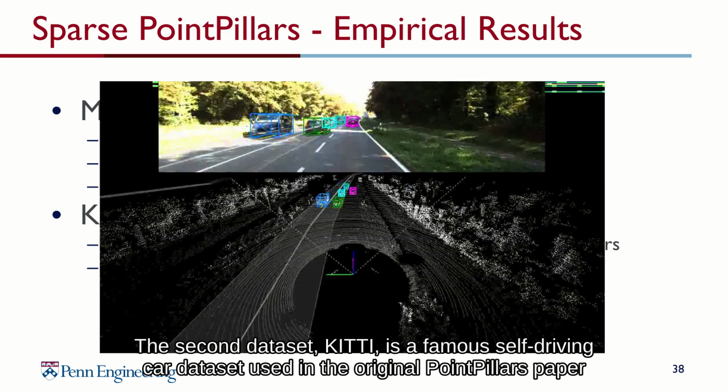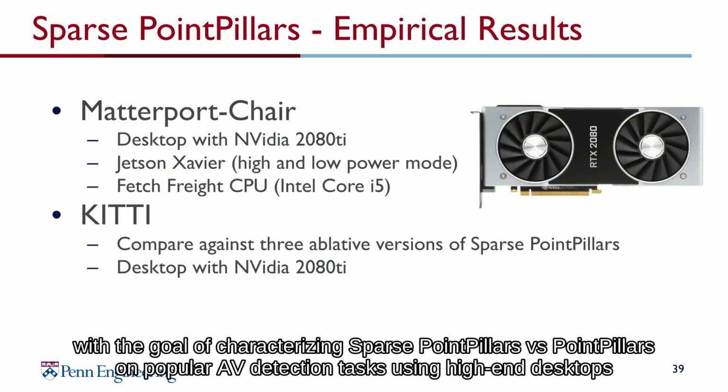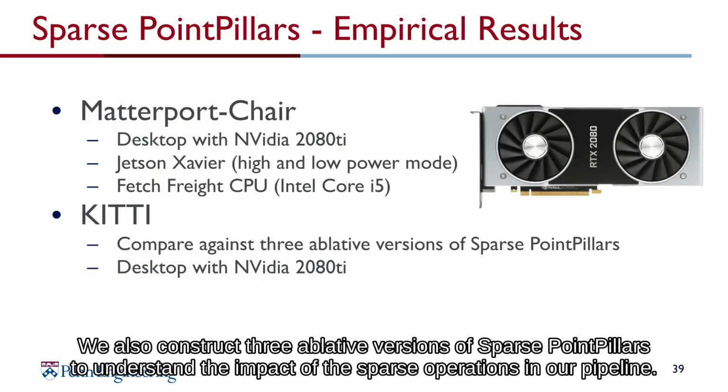The second dataset, KITTI, is a famous self-driving car dataset used in the original PointPillars paper, with the goal of characterizing Sparse PointPillars versus PointPillars on a popular AV detection task using high-end desktops. We also construct three ablative versions of our Sparse PointPillars pipeline to understand the impact of the sparse operations on our pipeline.